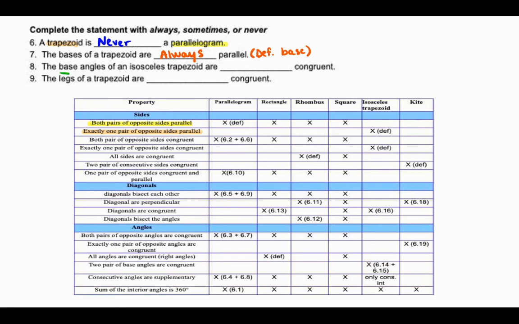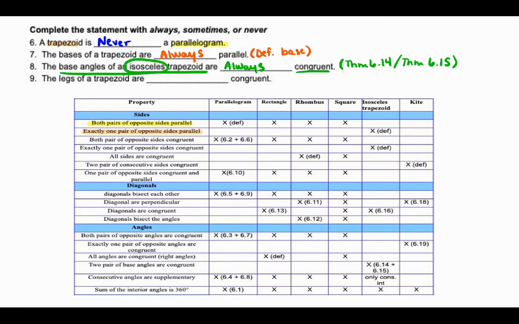The next one wants us to look at the base angles of an isosceles, and that's important, trapezoid being congruent. In an isosceles trapezoid, we have our theorem 6.14 that says when it's isosceles, they're congruent. And we have theorem 6.15 that says when they're congruent, it's isosceles. So this is always going to happen.